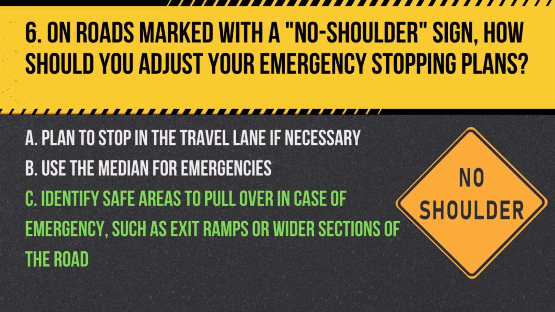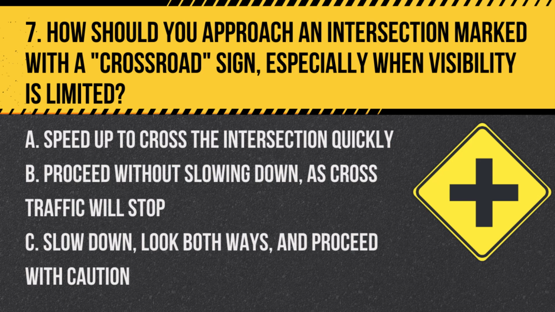Answer. C. Identify safe areas to pull over in case of emergency, such as exit ramps or wider sections of the road. A no-shoulder sign indicates there are no safe areas immediately adjacent to the lanes for stopping, so drivers should plan accordingly.